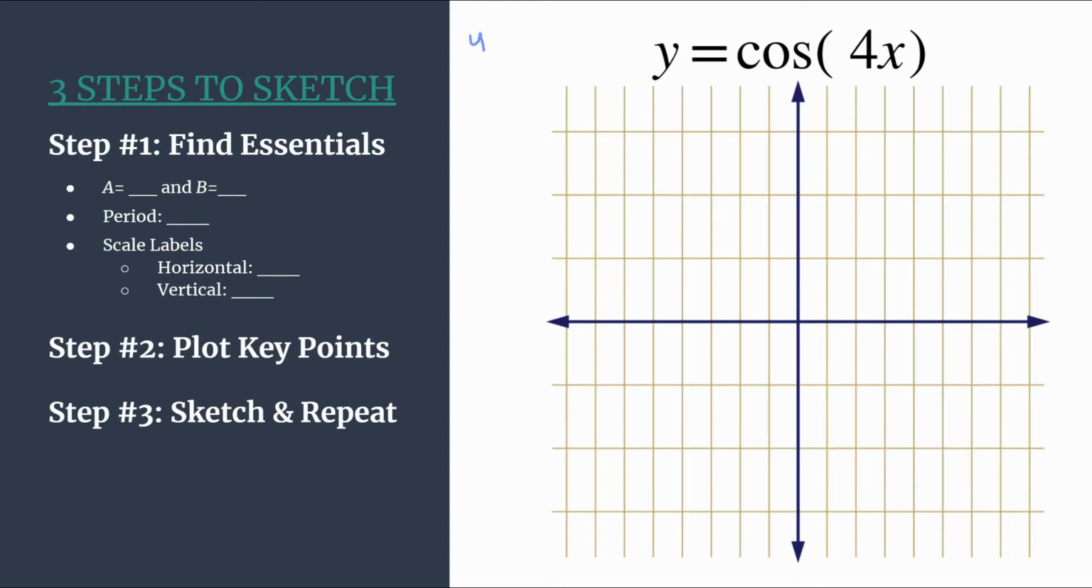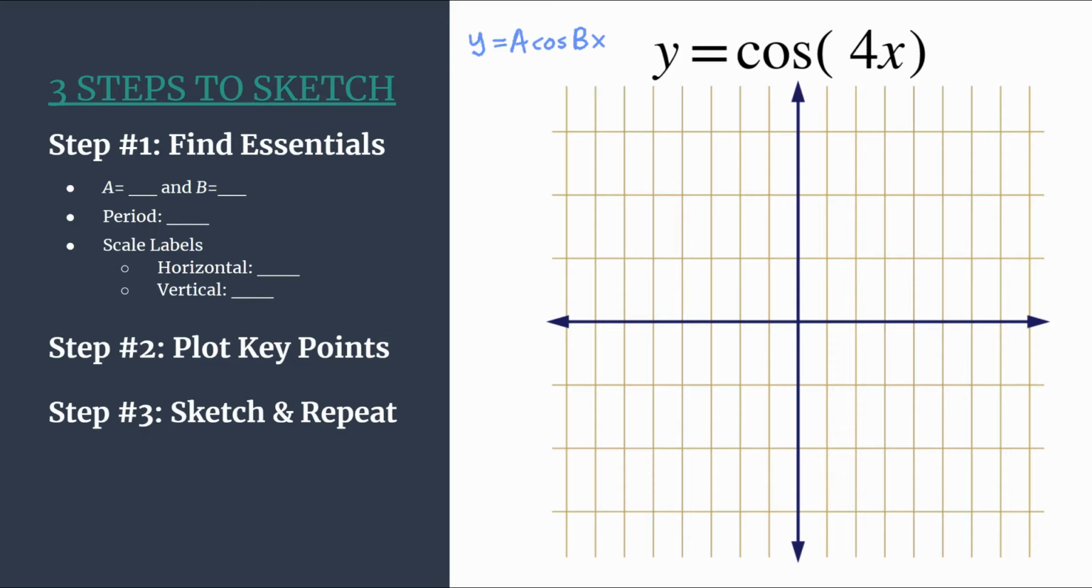Before we start, it's important to notice that we have an equation in the form y equals a cosine bx. So we do not have any shifting going on here. We have a more basic cosine equation, and that's why we can use the template to the left. So let's jump in.